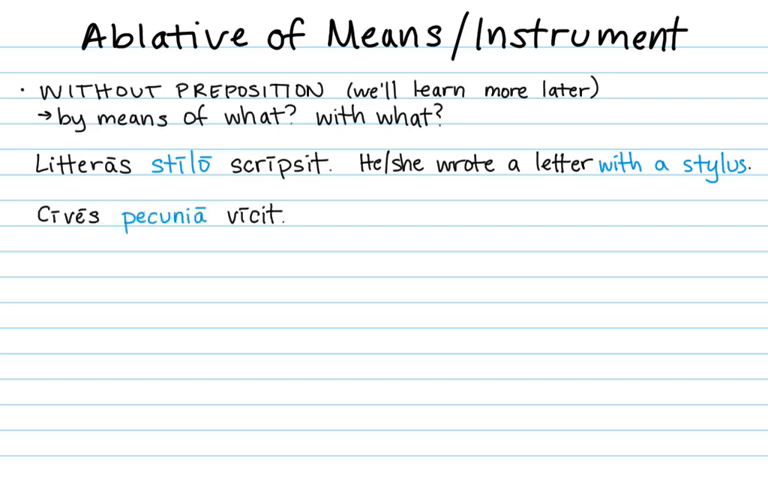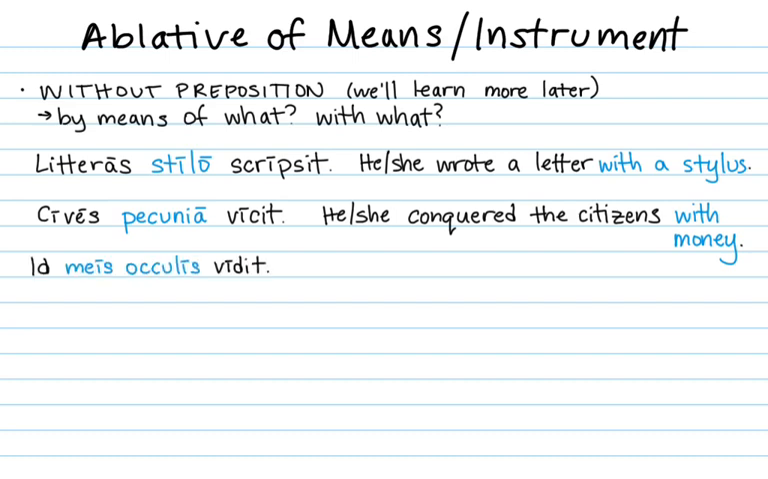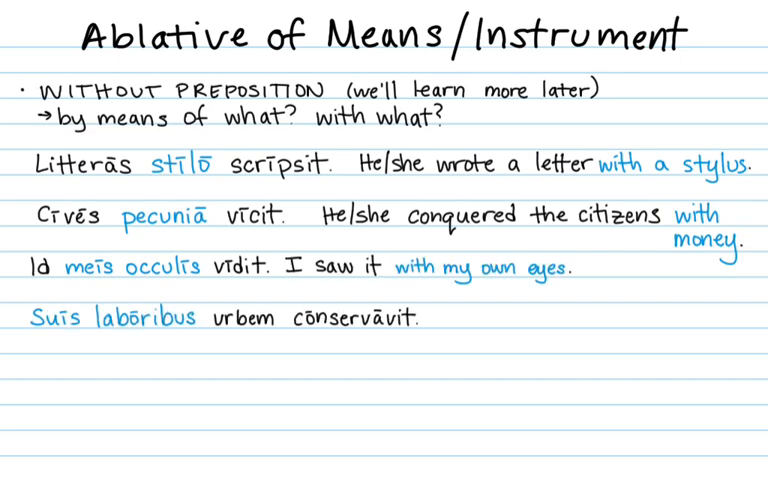With a stylus. Sample sentence, cives pecunia vicit, he conquered the citizens with money, by means of what? How did he do it? He did it with money. Id meis oculis vidi, I saw it with my own eyes. Suis laboribus urbem conservavit, he saved the city by his own labor. All of these answer the question, by means of what or with what.